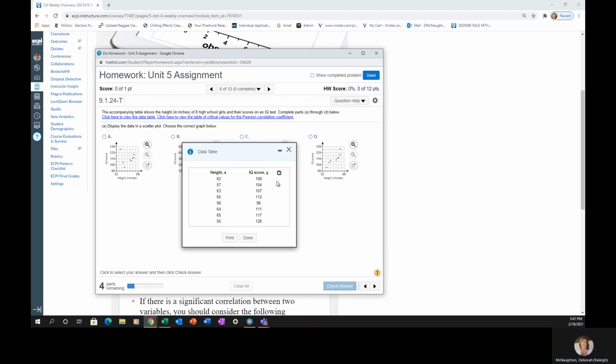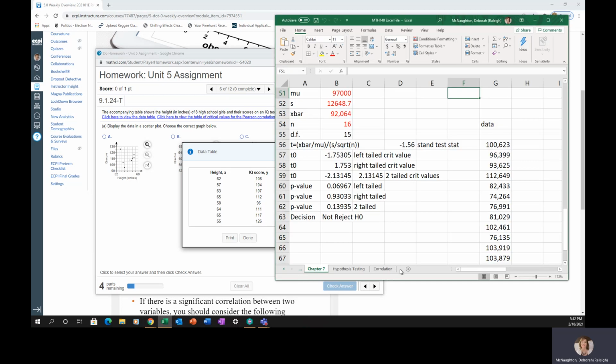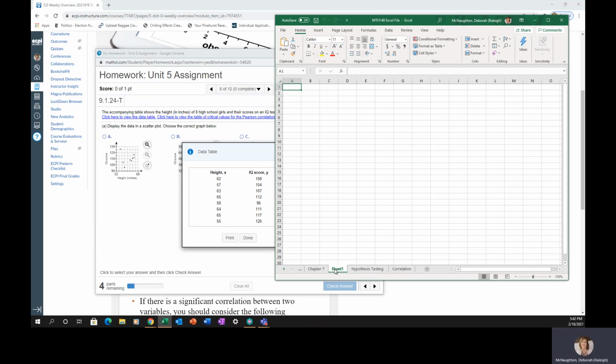So here's our data. So first, let's go open up our Excel, and I am going to move this to the end. So I'm just adding a new sheet, and this is chapter 9. Okay, and then this is 9.1. This one is number 6. Okay, so here is my data.